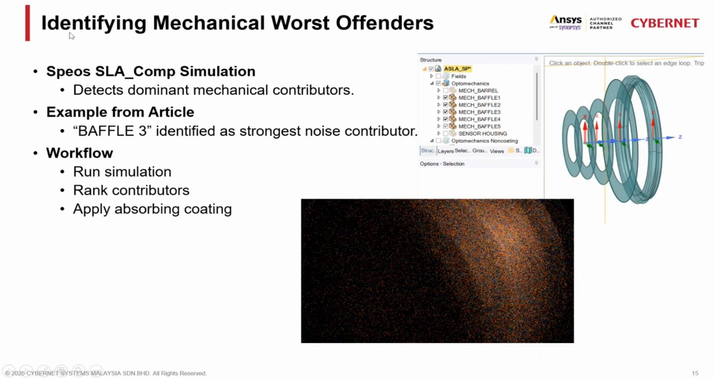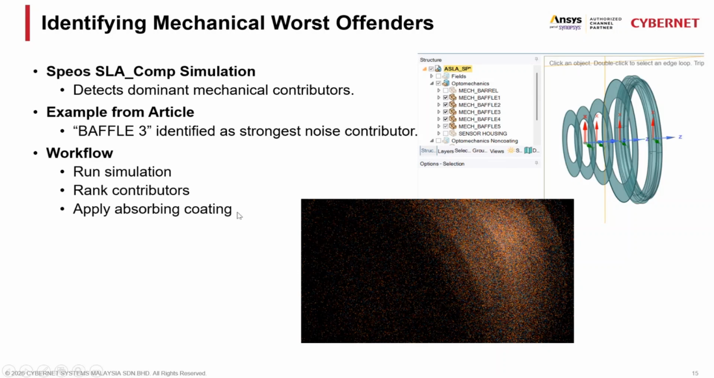So next is the mechanical worst offender detection. This one is also inside Speos. Inside Speos, we already set all the buffers for each lens. So this will detect the dominant mechanical contribution for the SLA, the Straylight analysis. In this article, we start from the buffer tree to identify the strongest noise contributor. After we run a few iterations, the buffer will change from number 3 maybe to other numbers.